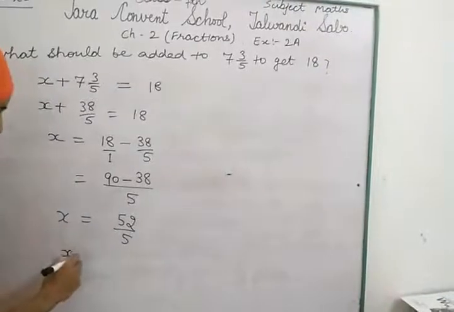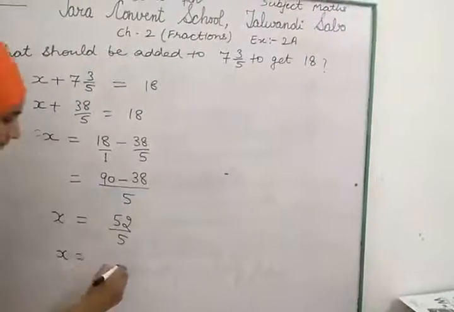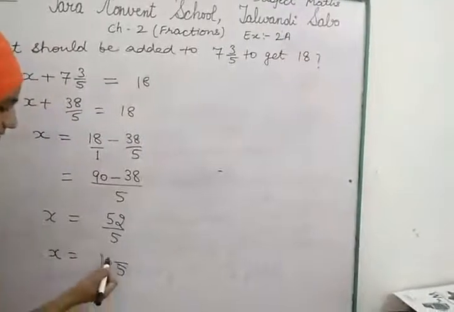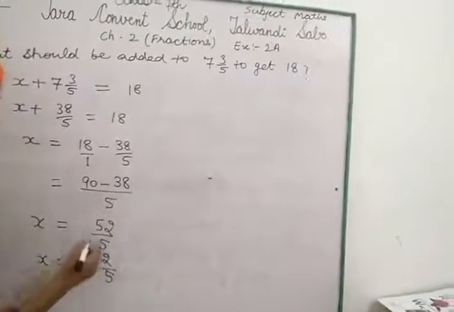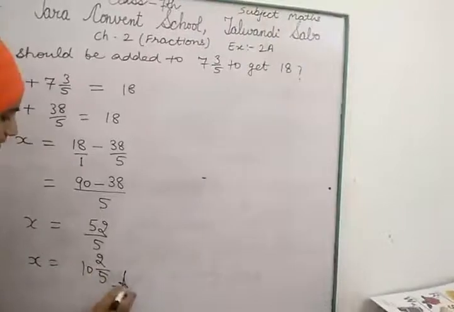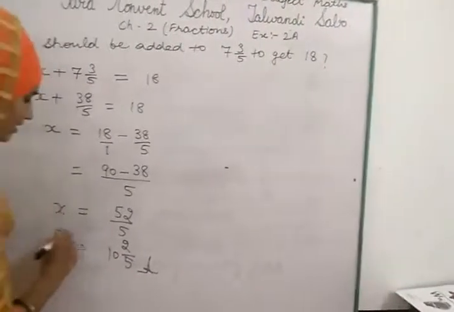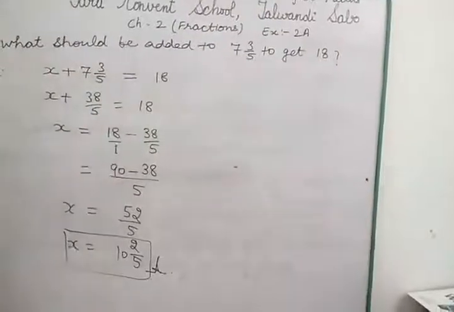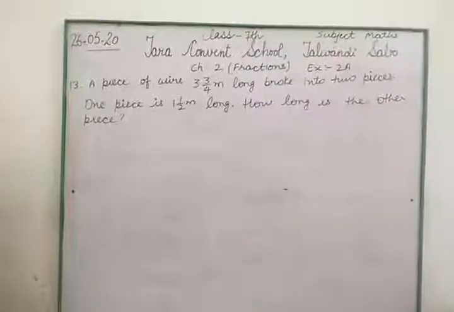Now change this value into mixed fraction. 5 tens are 50, 50 plus 2, 52 upon 5. So it's your answer: 10 and 2/5 should be added to 7 and 3/5 to get 18. Next question is the 13th question.